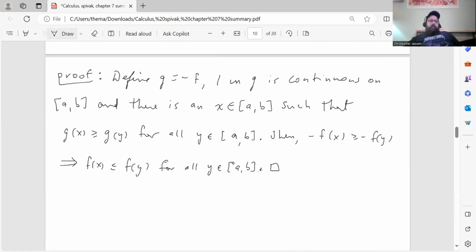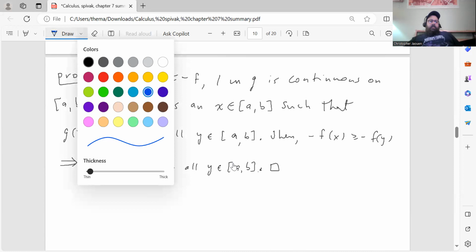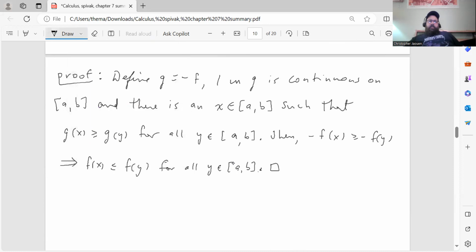All right. And it looks like for some reason the Jamboard erased some of my letters here. I don't know why it did that, but let me just fix that. Okay, so here's the proof.